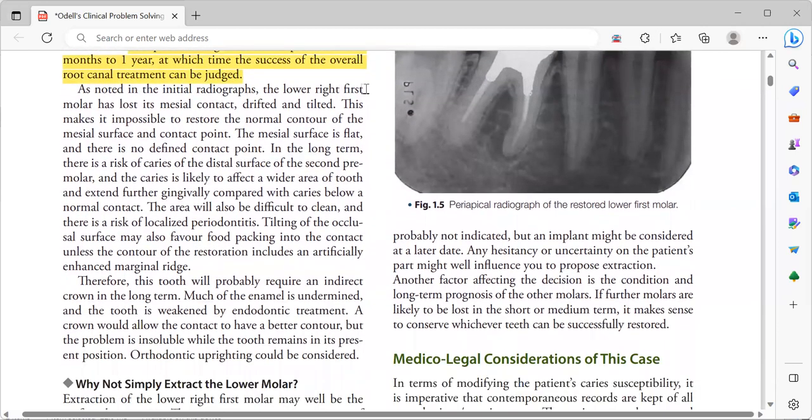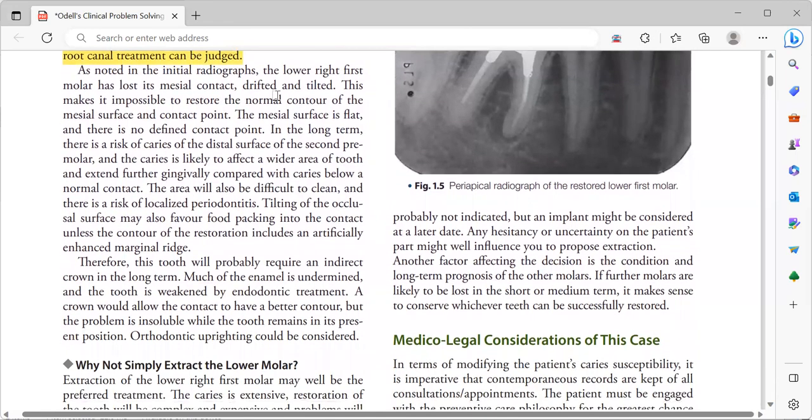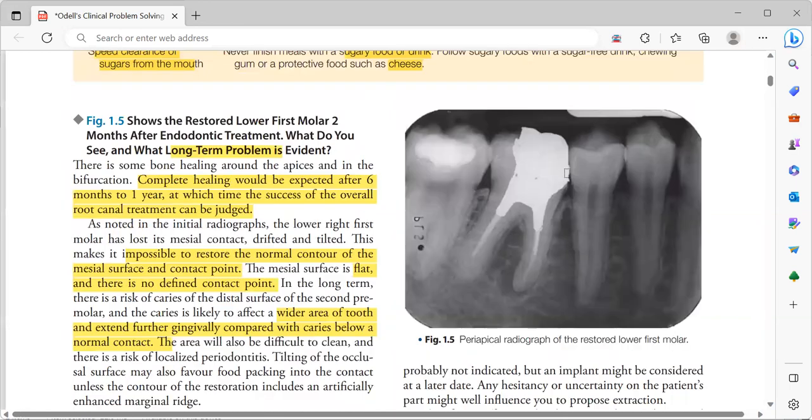As noted in the initial radiograph, the lower right first molar has lost its mesial contact and has drifted. This makes it impossible to restore the normal contour of the mesial surface and contact point. The mesial surface is flat and there is no defined contact point. In the long term, there is a risk of caries on the distal surface of the second premolar, and the caries is likely to affect a wider area of the tooth and extend further gingivally compared with caries below a normal contact. Because there is no contact in this restoration and it is flat, there is a chance that this premolar can also get decay on its distal surface, and it would be a broad decay because the contact is very broad.